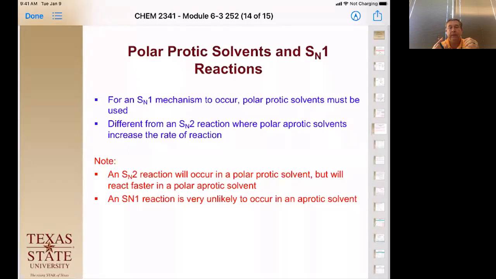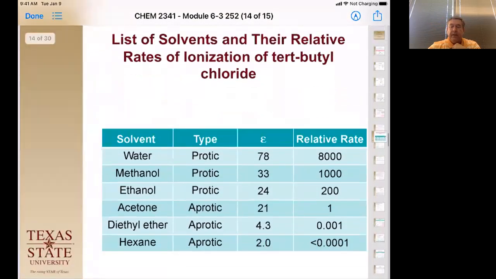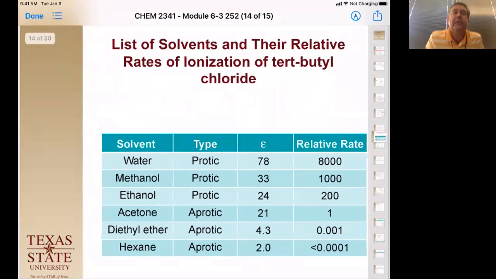In polar protic solvents, but they're faster in polar aprotic solvents. And SN1 reactions don't really like to work in polar aprotic because you have to put so much more energy to get to the transition state. All right, so let's look at different solvents and what we think their relative rates are here.